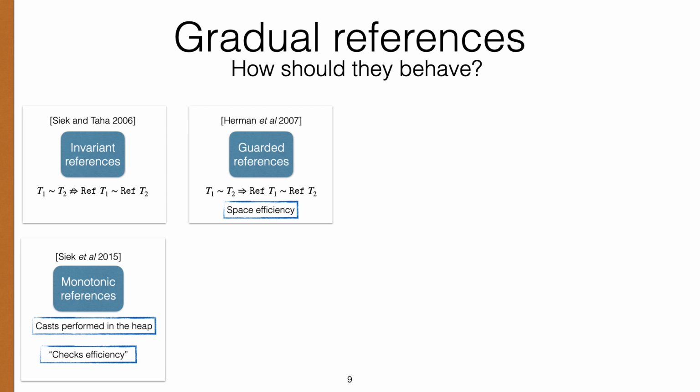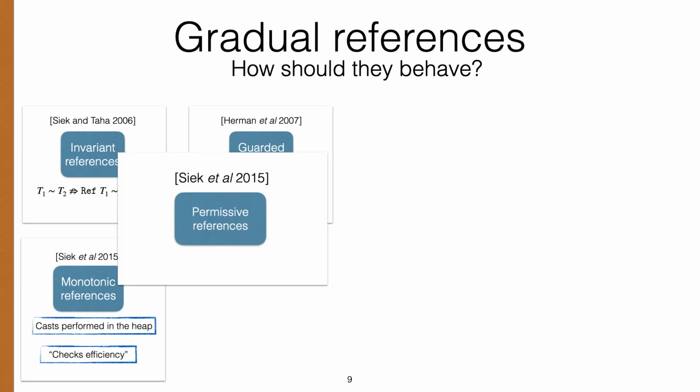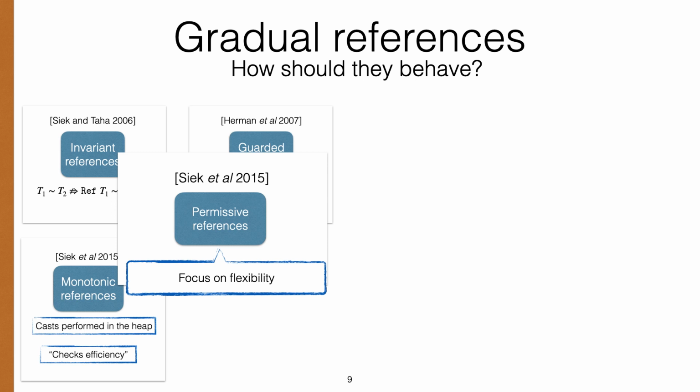Finally, the fourth approach is called permissive references, and its main goal is to achieve flexibility instead of efficiency.